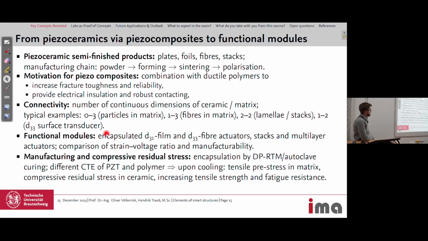For the functional modules, we have the D31 film actuators and the D33 fiber actuators, or the stacks. We had a comparison of the strain voltage ratio. So the D31 can achieve higher strains, but the strain voltage ratio is worse. And I already mentioned the residual stresses due to the encapsulation of the material.